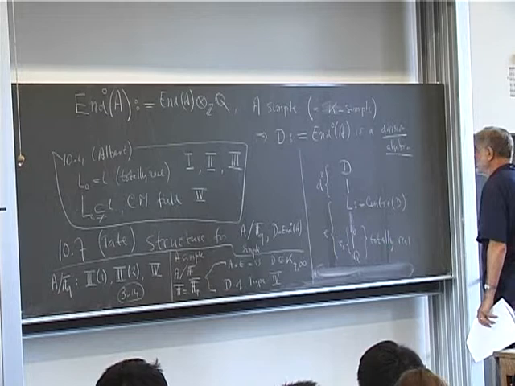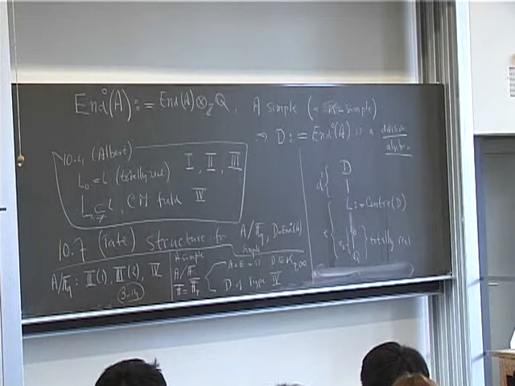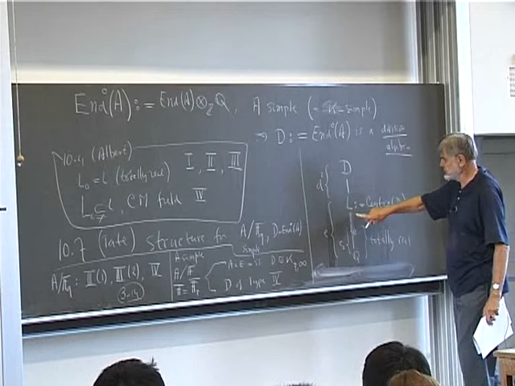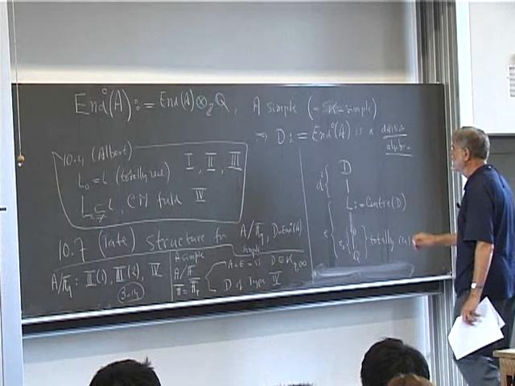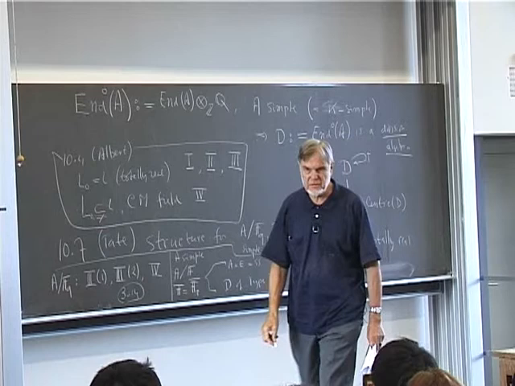And such a division algebra has a center. We'll use the notation that the center we'll denote by L. And then L is a finite extension of Q, and D is a central simple algebra over L. Now, this D has more structure, namely, any polarization induces an anti-involution.